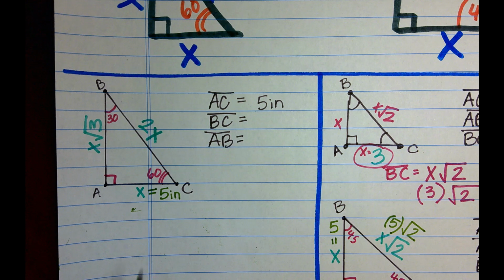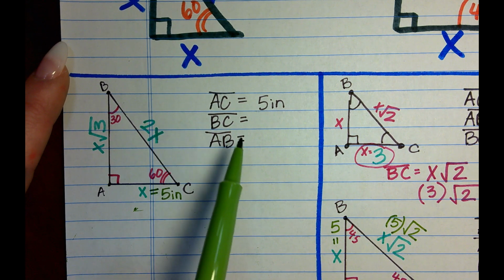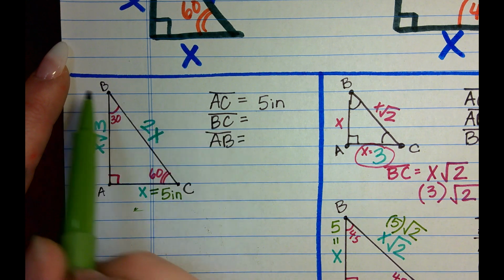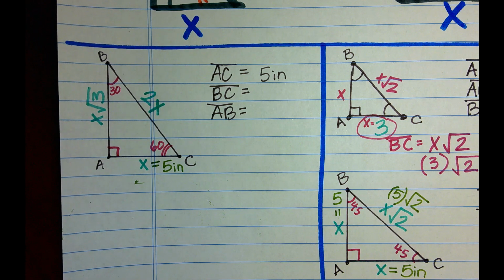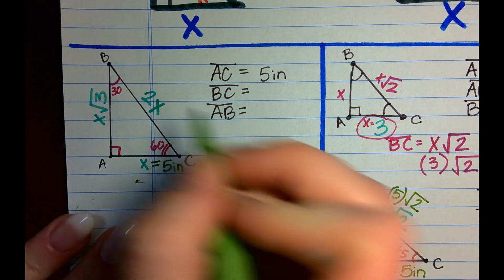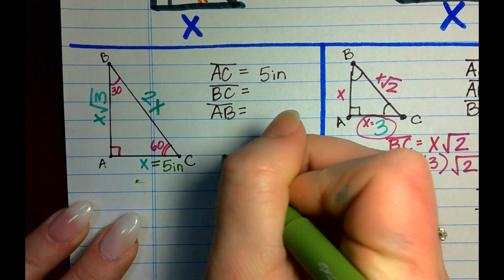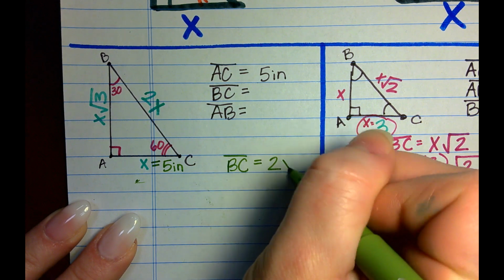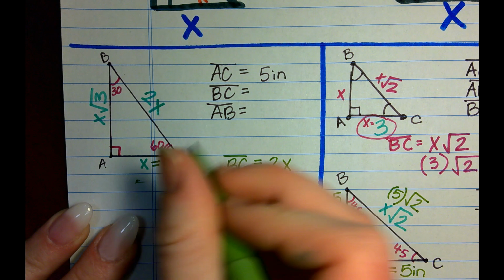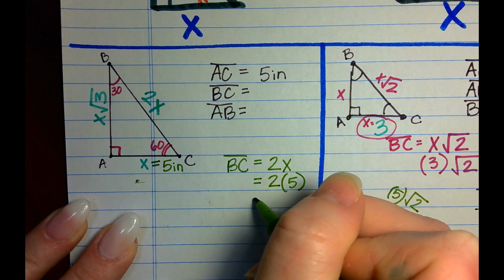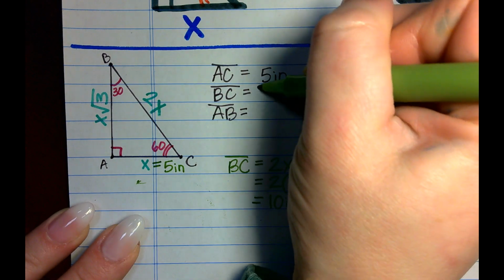Look in your X with 5. Okay, so which one do we want to find first? 2X. Yeah, let's use 2X because that is BC. 2 times 5. Down here, if we wanted to write it out, sometimes it's nice to see it organized. I'm going to write BC equals 2X. So 2 times, we're replacing X with 5. So BC is 10. Good.